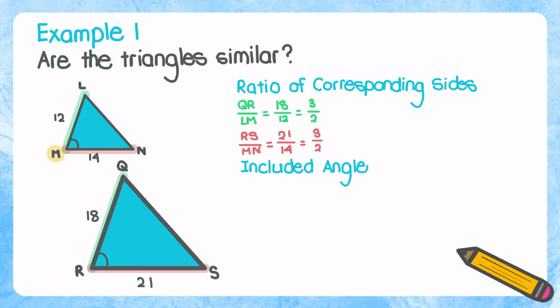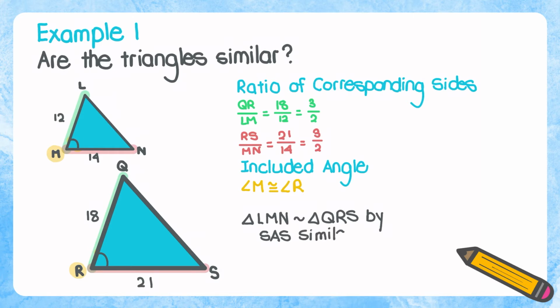So the included angles are angles M and R. Notice how they are marked as congruent. So we know that the included angles are congruent to each other. So let me write that down. Angle M is congruent to angle R. And this is enough information to tell us that the two triangles are similar by using the SAS similarity theorem. So triangle LMN is similar to triangle QRS by the SAS, so side-angle-side similarity theorem.